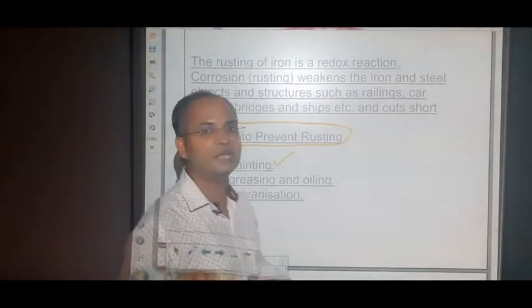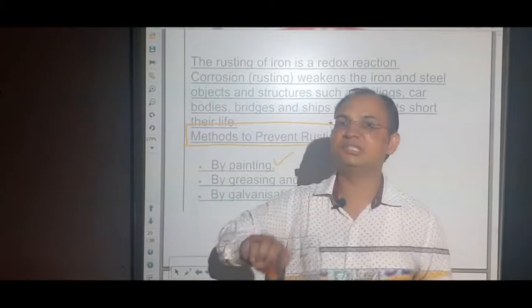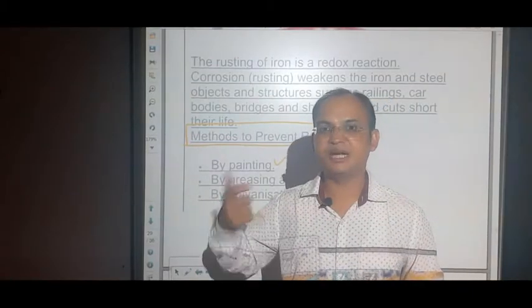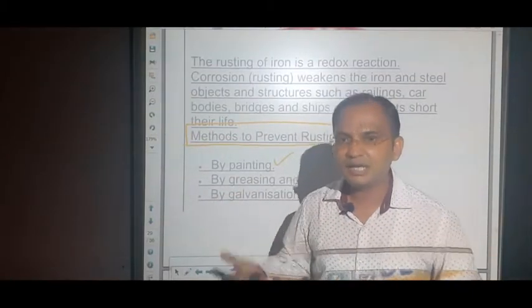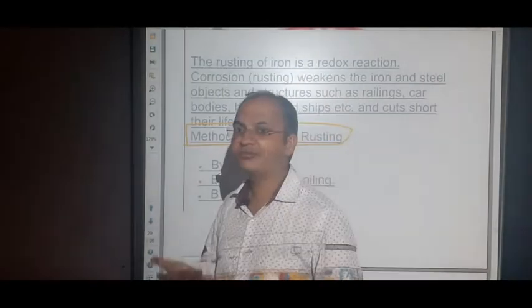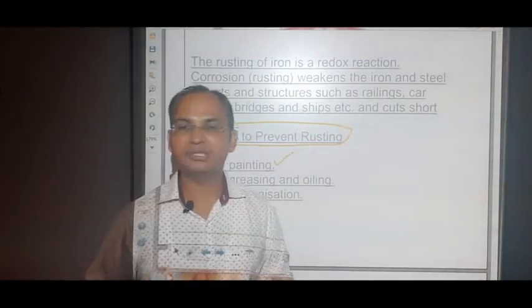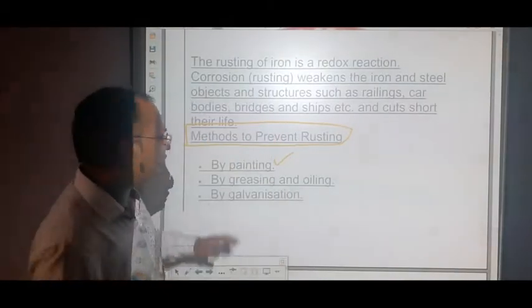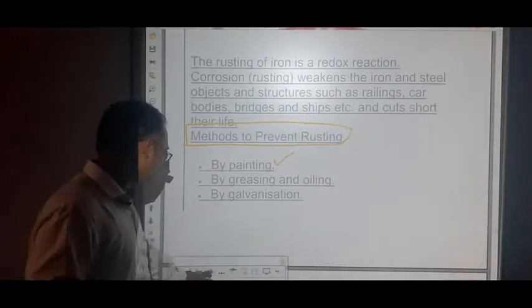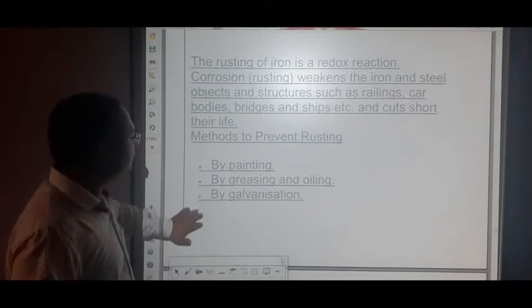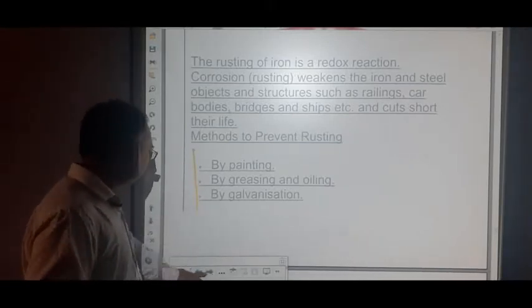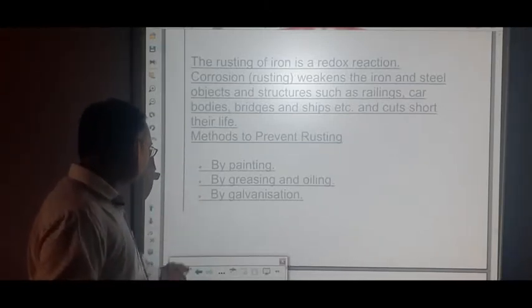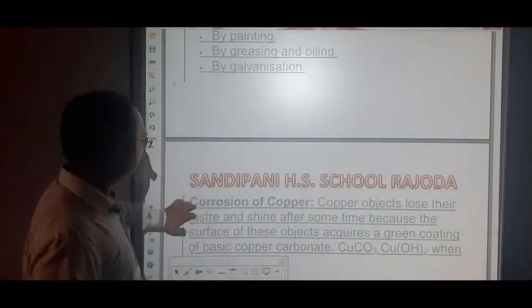You have so many times heard of galvanized iron sheets, galvanized iron. That means that iron will not corrode or rust very easily because it is already coated with a highly reactive metal like zinc. So students, these are the three methods by which we can prevent the rusting of iron.